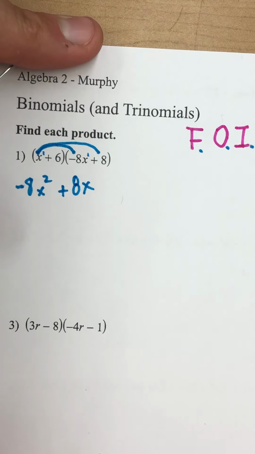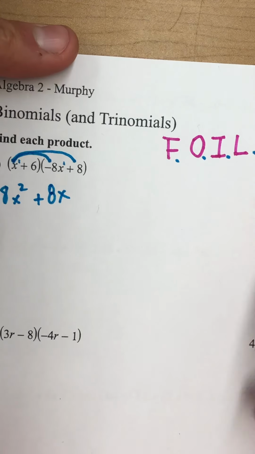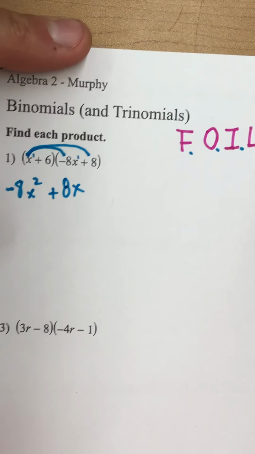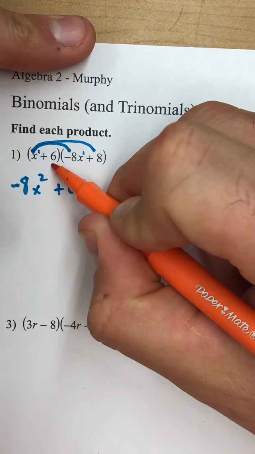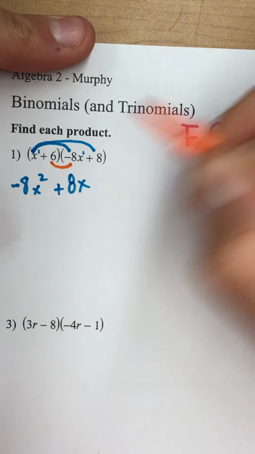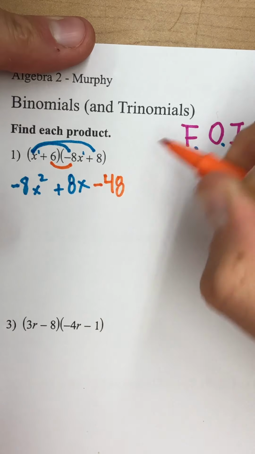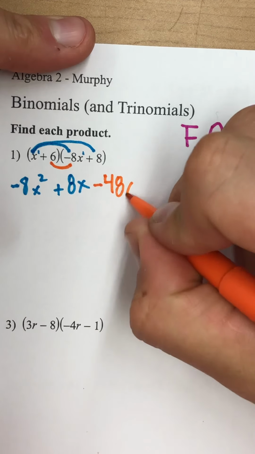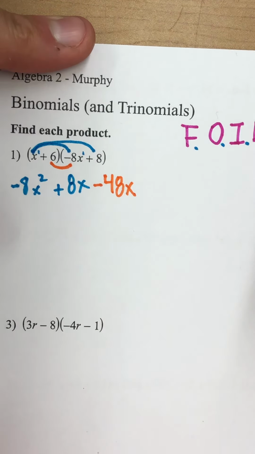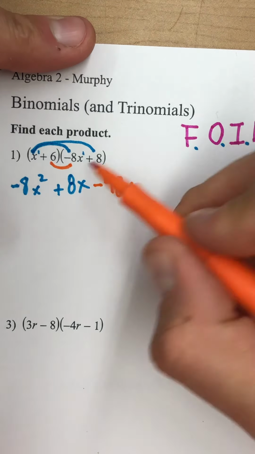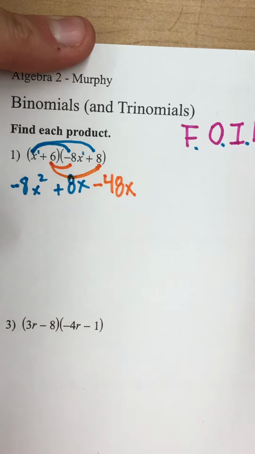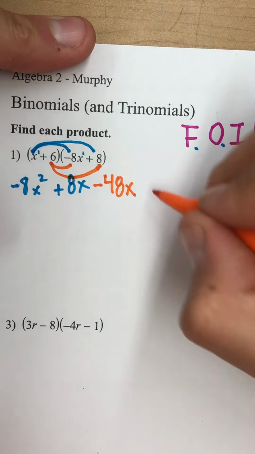Next, what we're going to do is our inner in FOIL. That's the I, or inside. And the inside's going to say 6 times negative 8, and that is negative 48. And there's also an x right there. We're just carrying that little baby x with us. Finally, we do the last: 6 times 8, and that's going to be 48.